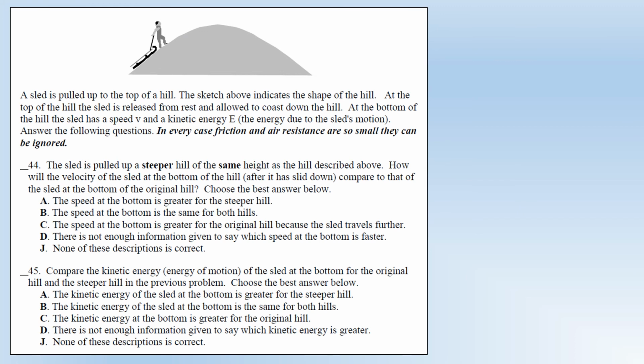So we've got a sled being pulled to the top of the hill. At the top, it's released from rest, so it's initially stationary and allowed to coast down the hill. And coasting means you're not applying any force other than the object's weight force. There's no external force. At the bottom of the hill, the sled has speed v and kinetic energy E. So we're going to ignore friction and air resistance in this, and you've got two scenarios that I'd like you to try and have a go at selecting the answer for.